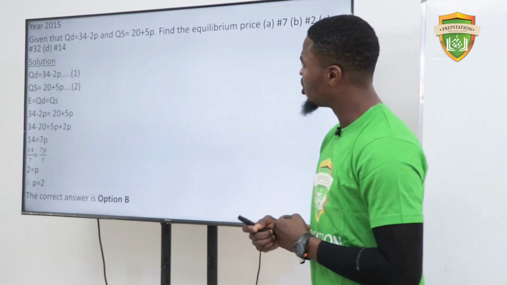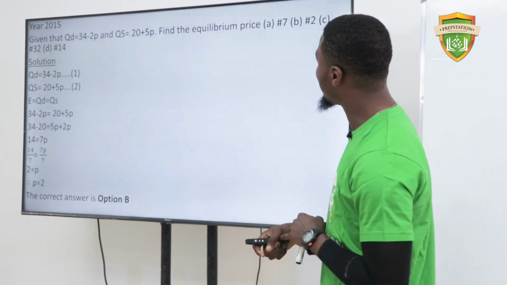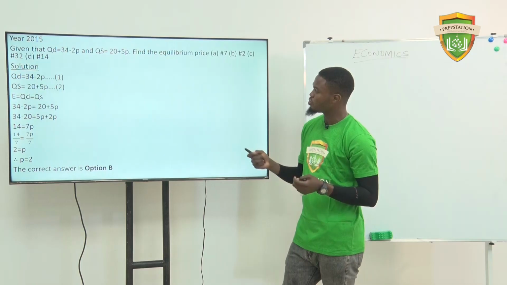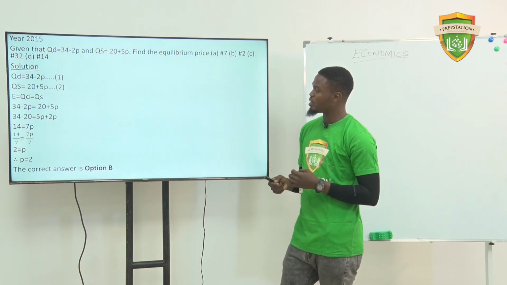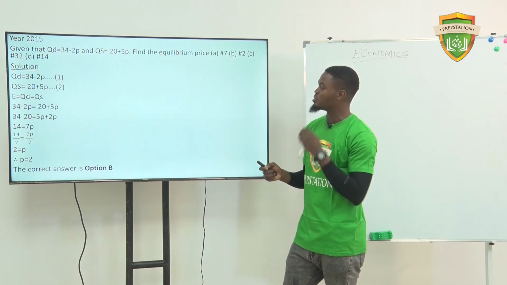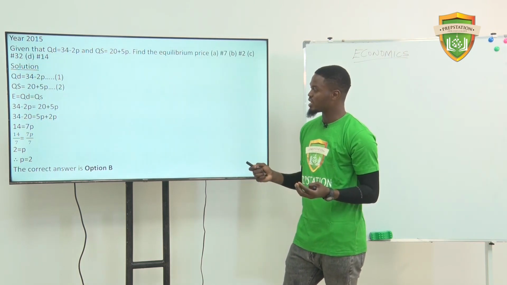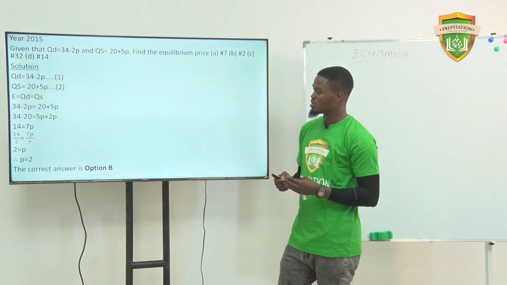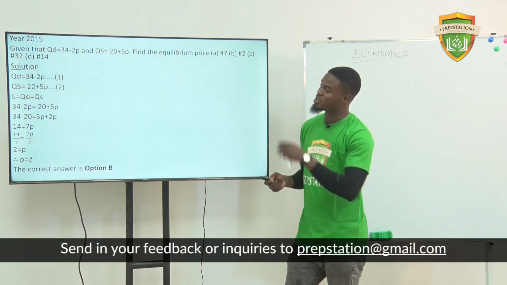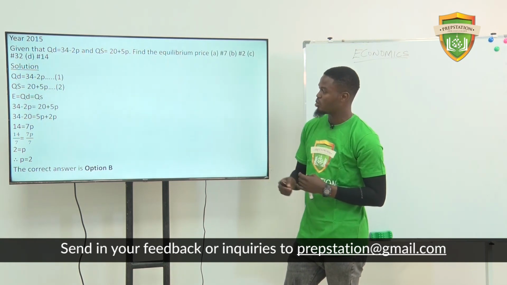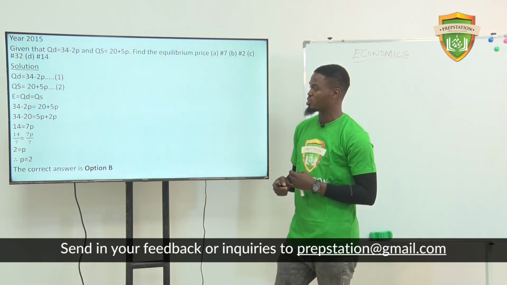Then you have another one from year 2015, which asks us to find the equilibrium price. Using the appropriate formula by equating the two functions, you have 34 minus 2p equals 20 plus 5p. So collecting like terms, you have your positive 20 becoming a negative by crossing the equal to sign, while the negative 2p crossing the equal to sign to become a positive.